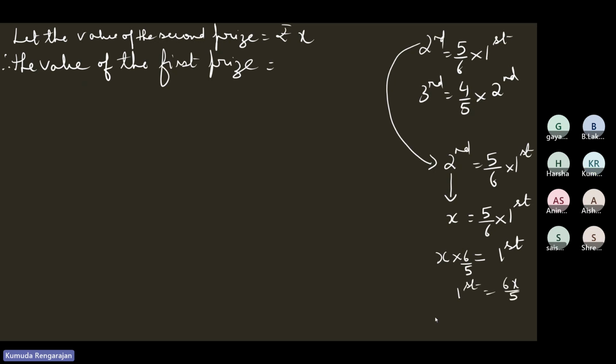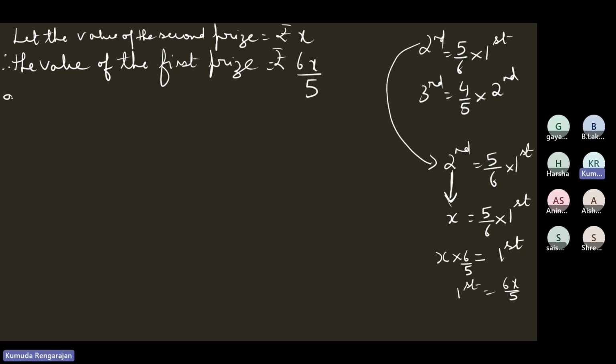Is this understood, children? Yes, ma'am. Because you assume the second price is X, substitute it in the right place. Under the first price, don't put X. The second price is X, so X is equal to 5/6 into the first price. To find the expression for the first price, you transpose 5/6, so it becomes 6/5 on the other side. So the first price is rupees 6x by 5.